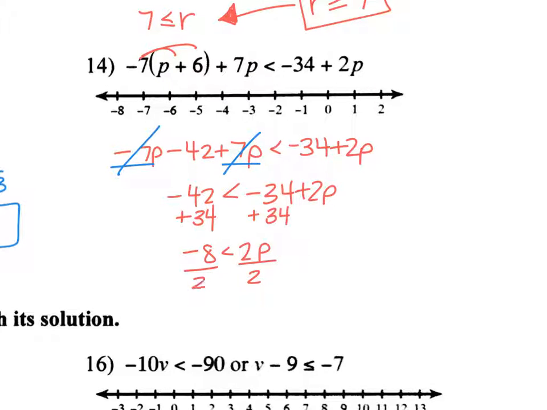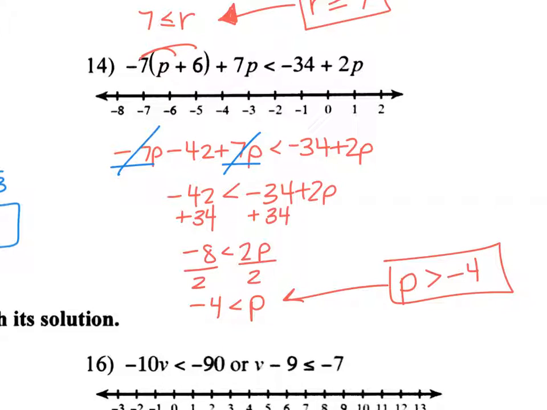Last step is to divide. Because the 2 is positive, nothing's going to flip around, so this is negative 4 is less than p. Now I do need to rewrite this so that p is on the left-hand side. So when I read it backwards, that gives me p is greater than negative 4. All right, so that's going to give me open circle on negative 4 and greater than.